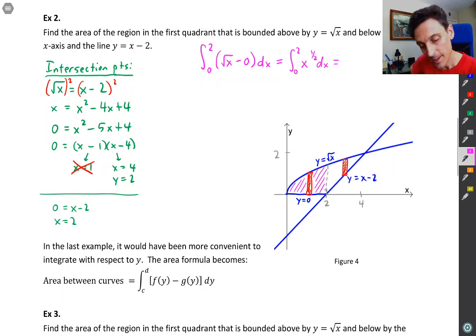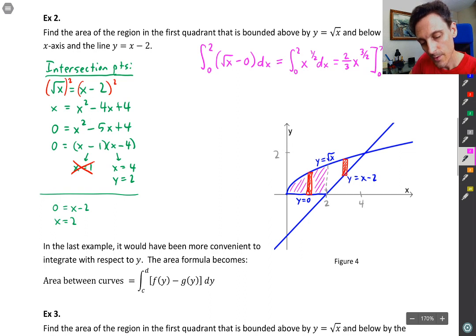Then add 1 to the exponent to get x to the 3 halves. Divide by that new exponent. Now dividing by 3 halves is the same thing as multiplying by 2/3. Right? When you divide by a fraction, it's like multiplying by the reciprocal. So dividing by 3 halves is the same as multiplying by 2/3.